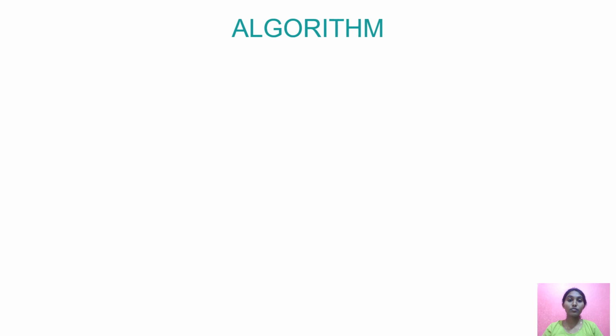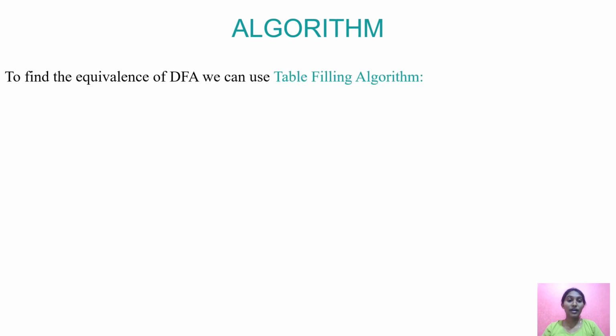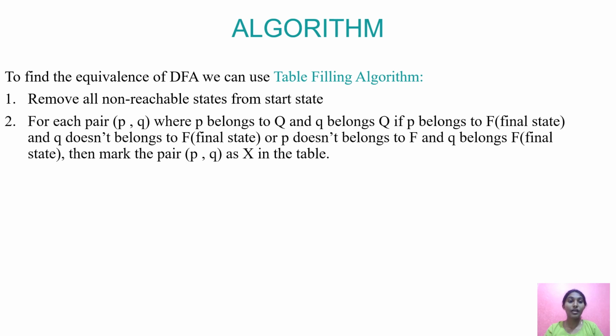Let's see an algorithm to solve this problem. To find the equivalence of DFA, we can use the table filling algorithm. Let's see step by step. The first step is to remove all the non-reachable states from the start state. The second step is, for each pair P and Q where P belongs to Q and Q belongs to Q, if P belongs to the final state and Q doesn't belong to the final state, or P doesn't belong to the final state and Q belongs to the final state, then we can mark P and Q as X in the table.